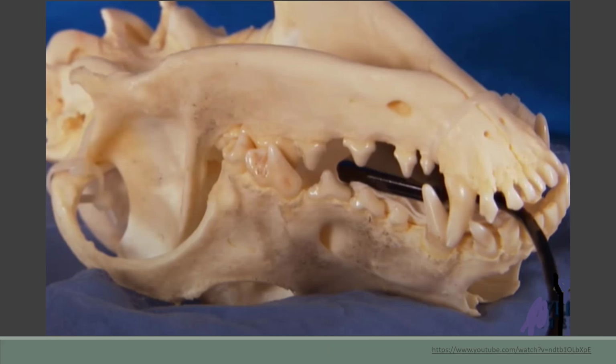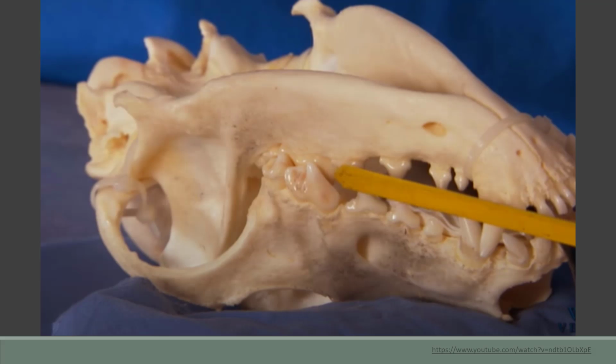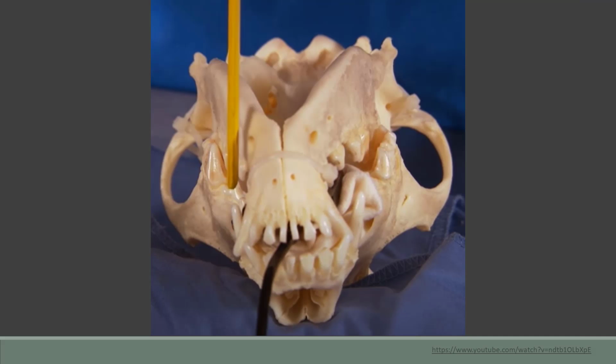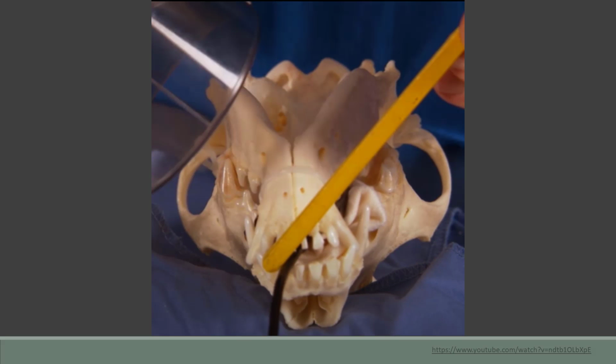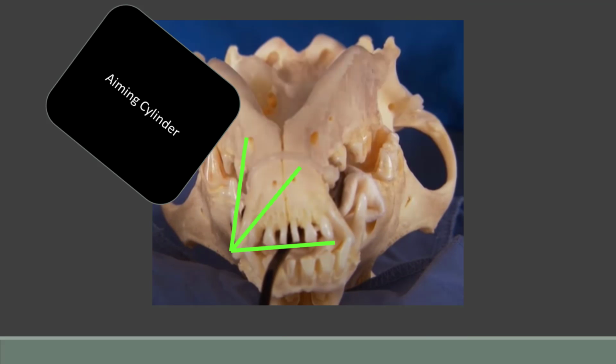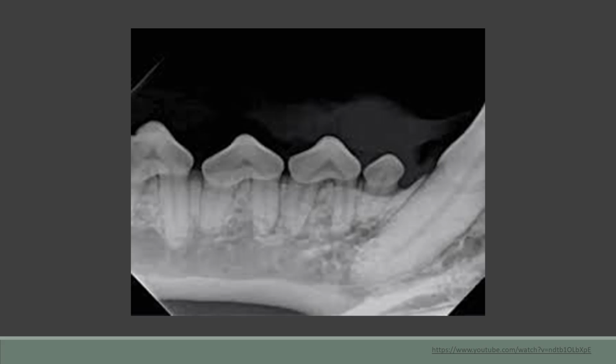The mandibular symphysis prevents use of parallel technique for the rostral premolars. Therefore, once again, the sensor is placed inside the mouth with the premolar crowns just at the long edge of the sensor. The plane of the sensor is this plane. The plane of the tooth roots is this plane. Therefore, this is the bisecting angle plane. The aiming cylinder is positioned perpendicular to the bisecting angle and the view is taken. This is an example of the type of image that this technique would produce.